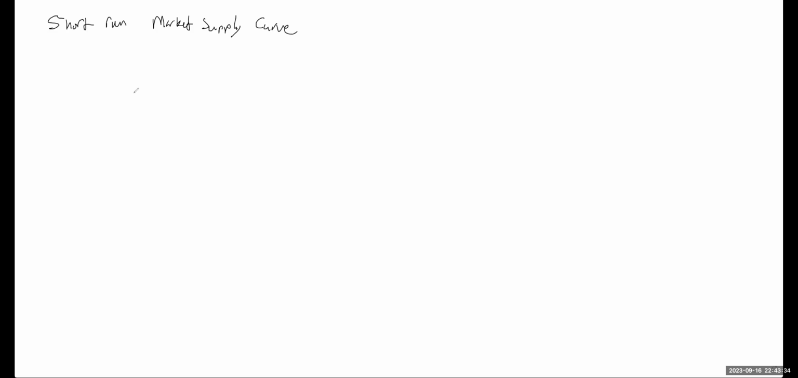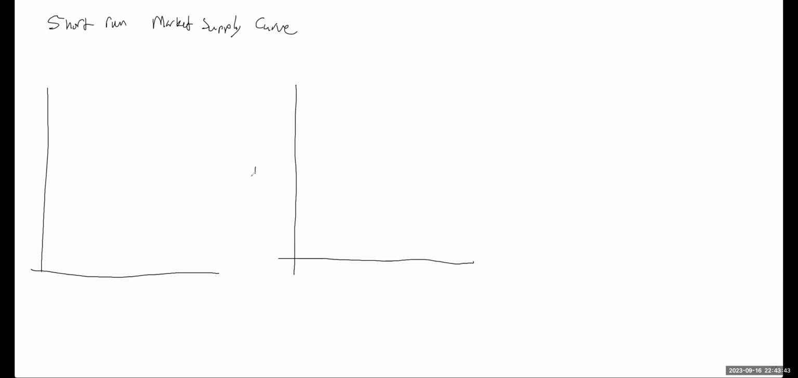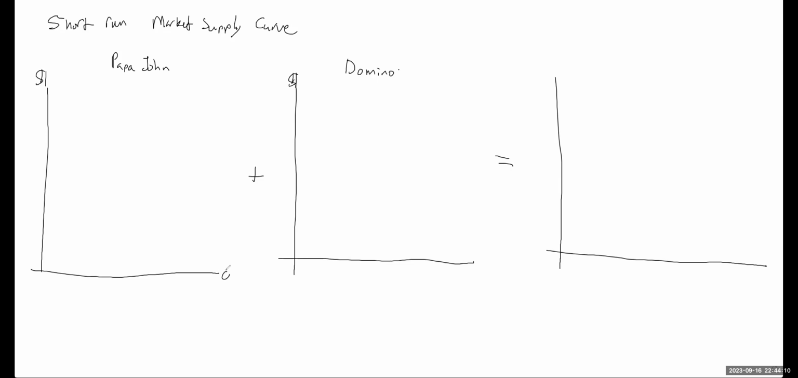This is the short run market supply curve. So in the short run, you could have the following scenario. We'll assume there's two companies and they are the market. Why? Because I could only draw two companies here. So this is like Papa John's pizza, and this is like Domino's, and they sell pizza in this city. Quantity of Papa John's, quantity of Domino's, and then this is the market.